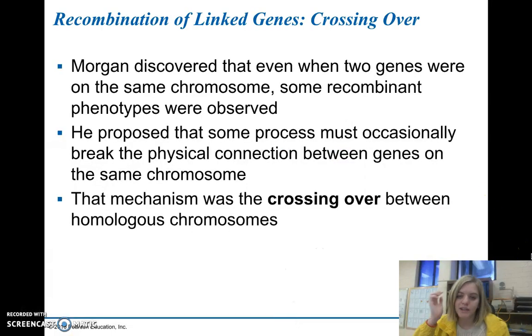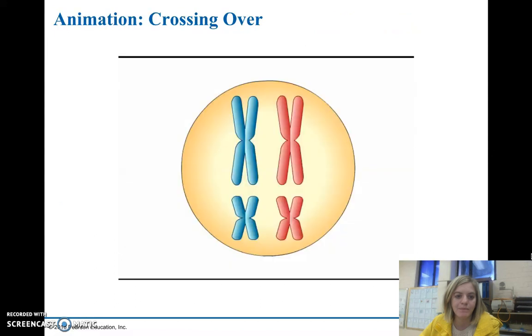Morgan discovered that even when two genes were on the same chromosome, sometimes you could observe that they would recombine. And so in doing this, he realized that there must be something that breaks the physical connection between genes that are on the same chromosome. And we later discovered that this is a result of crossing over, which happens between homologous chromosomes, as you know, in meiosis 1, and it kind of mixes up the DNA a little bit.